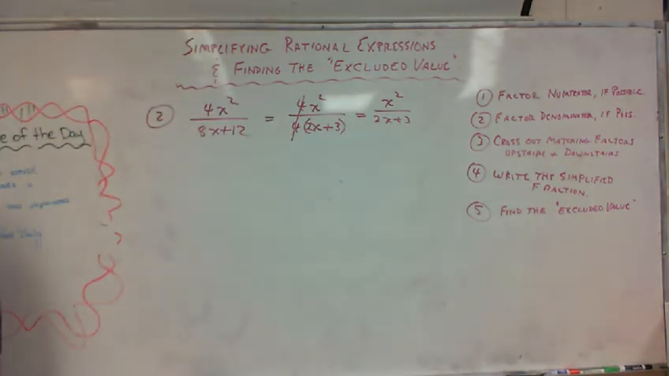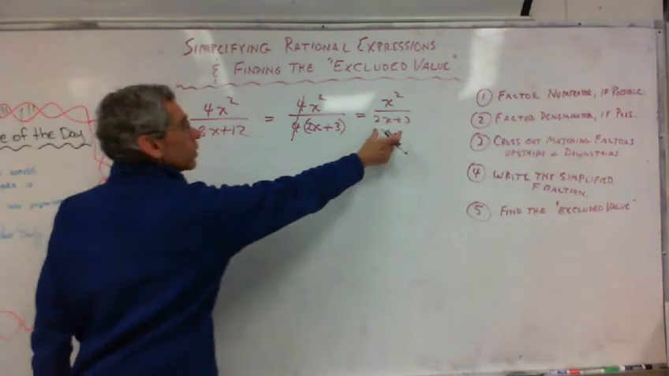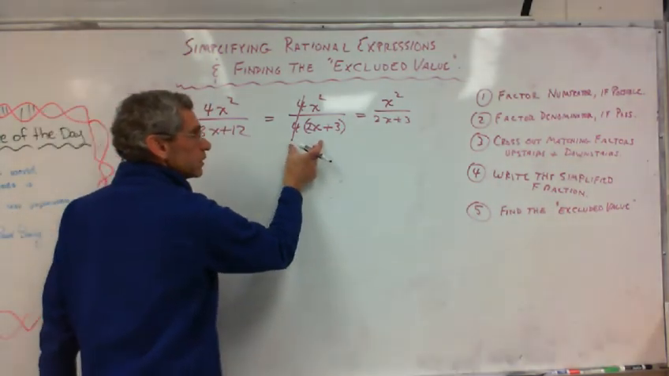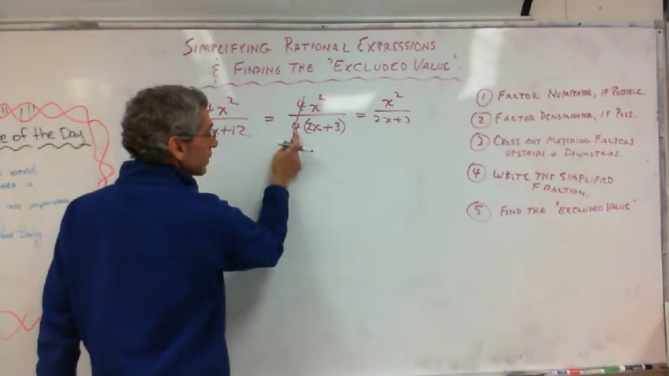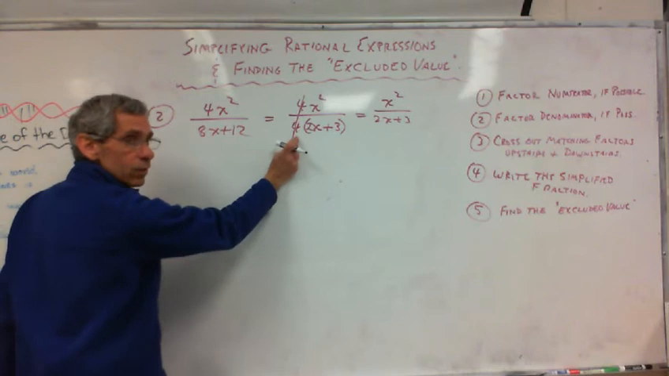Now I have to find my excluded value. So I don't start here. I go to here. And actually we'll see that it's going to be sort of the same as there because it doesn't have a variable in this one, right?